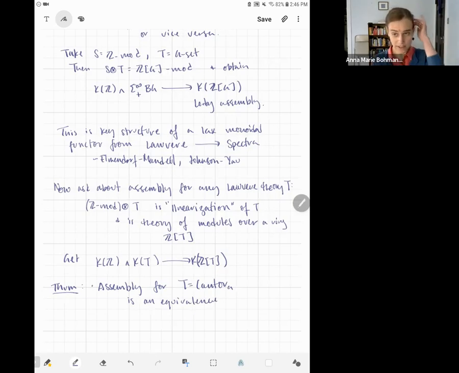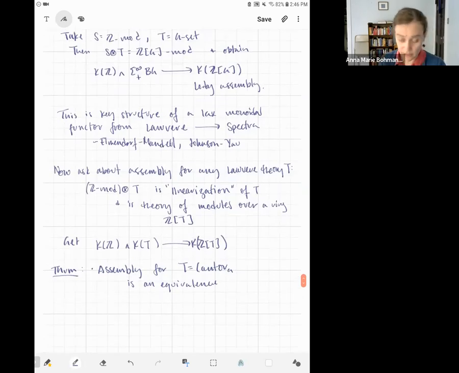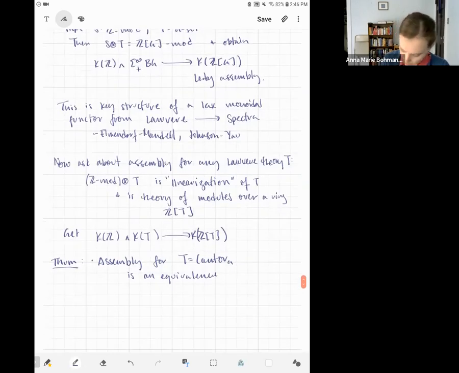So you identify what's going on on both sides with something to do with Leavitt algebras, and you can calculate that both sides have to give you the same thing. I should say these are results of me and Markus Schimmick. So that's cool, right? Here's assembly being an equivalence.